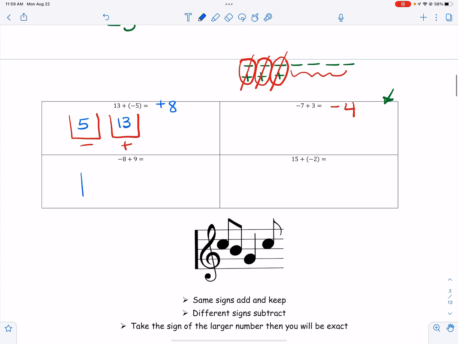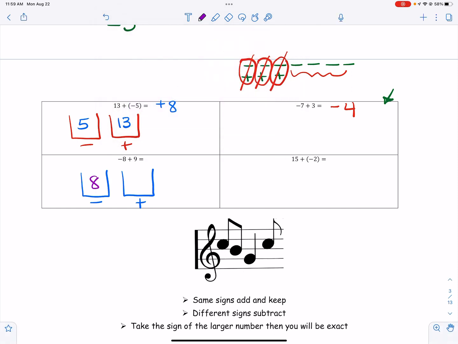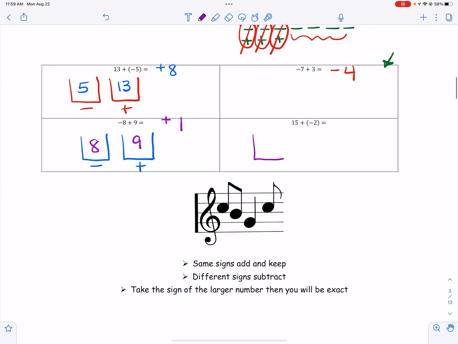Here we've got negative and positive, and then we have 8 in the negative bucket and 9 in the positive bucket. So again, my answer is going to be positive, and I have 1 more in that positive bucket. All right, the last one, we have 15. Whoops, I'll make that negative, sorry. I always make the left bucket negative because of the number line.